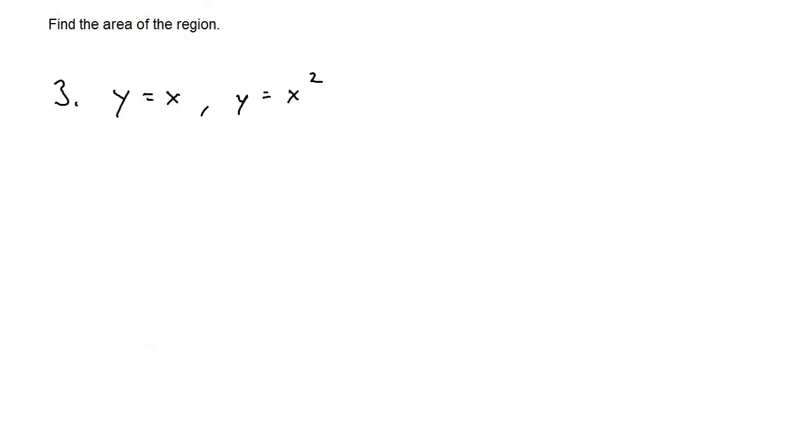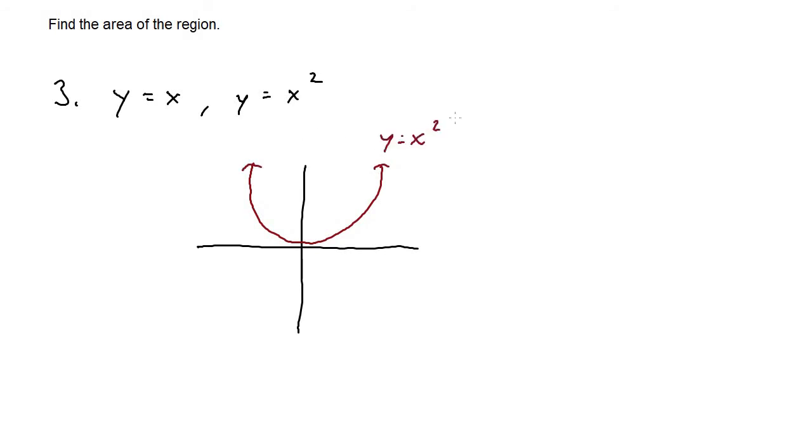Now for number 3, we aren't given a graph, but we are given two functions here, y equals x and y equals x squared. So it's a good idea to actually graph these two functions. So if I go ahead and graph this, we have y equals x squared, which might look something like this. And then we have y equals x, which might look something like this. I apologize for my drawing, but this really is supposed to touch at the origin, and we have another intersection point there. Basically what we're trying to find is the area in between those two curves.